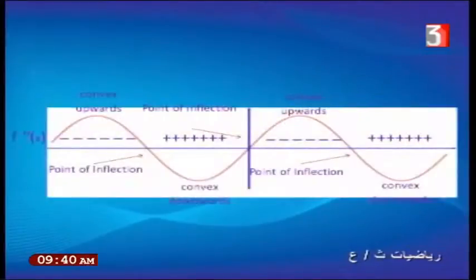In this graph, we have 3 points of inflection. When the curve changes from convex upwards to convex downwards, then we have a point of inflection. Or the curve changes from convex downwards to convex upwards, then we have a point of inflection.